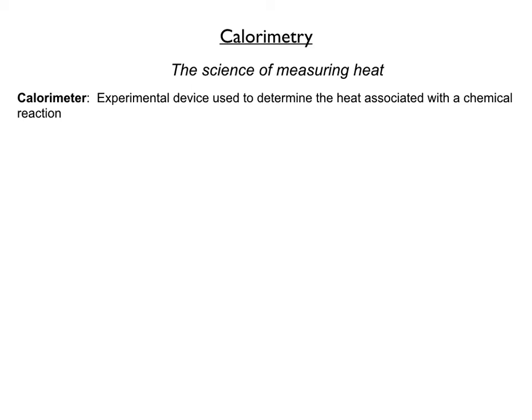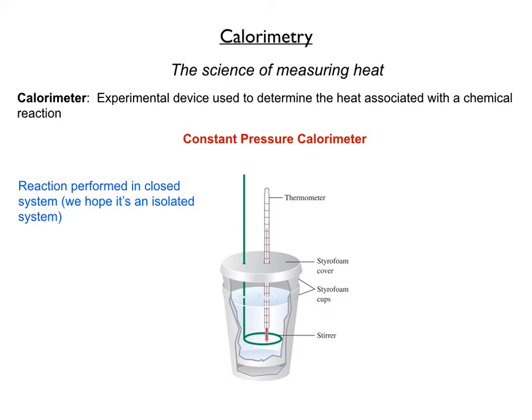So we're going to be doing calorimetry for this lab, and this is the science of measuring heat. A calorimeter is an experimental device used to determine the heat associated with a chemical reaction. There are many different types of calorimeter. One of the very common ones is what's known as a coffee cup calorimeter, and this is nothing more than a couple of stacked insulated styrofoam mugs. You can imagine we want something well insulated, so any heat that's transferred stays inside the calorimeter and doesn't get lost to the surroundings at large.